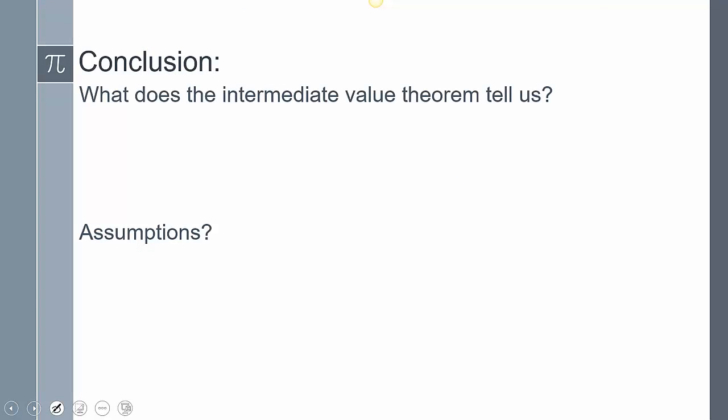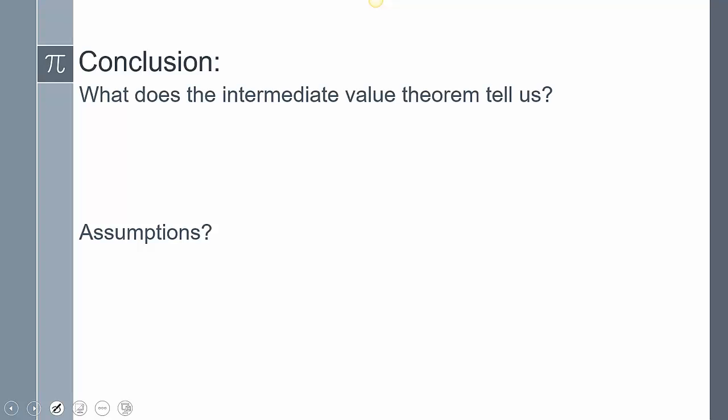Now let's conclude the lesson. Now what does the intermediate value theorem tell us? Well, it says that for two different x values, if one of the y values is negative and one of the y values is positive, you can make the assumption that there's a zero in between those two x values, because it has to cross the x-axis to get to that other y value, right? For it to go from positive to negative, it has to cross the x-axis. For it to go from negative to positive, it has to go across the x-axis.